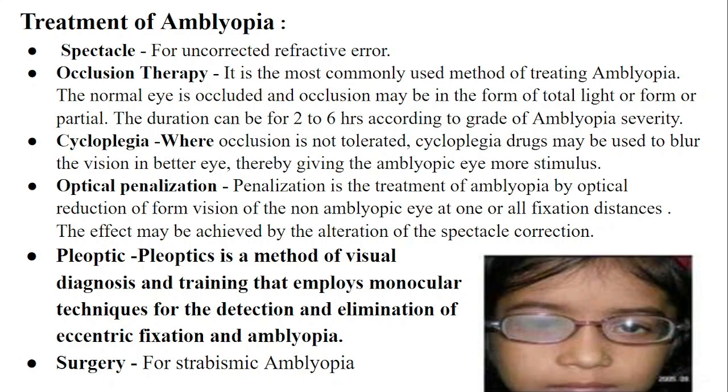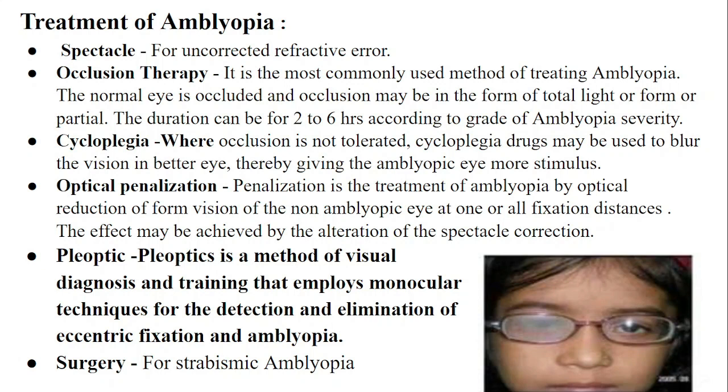Number 5, pleoptic therapy. This method uses monocular techniques for the detection and elimination of eccentric fixation and amblyopia. Number 6, surgery. This is used to correct strabismus, which can be a cause of amblyopia.